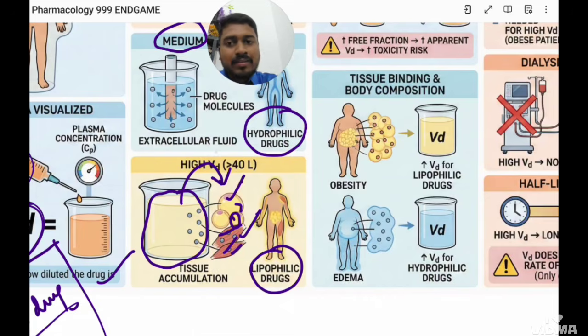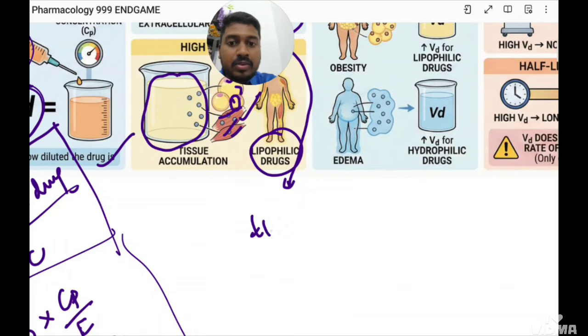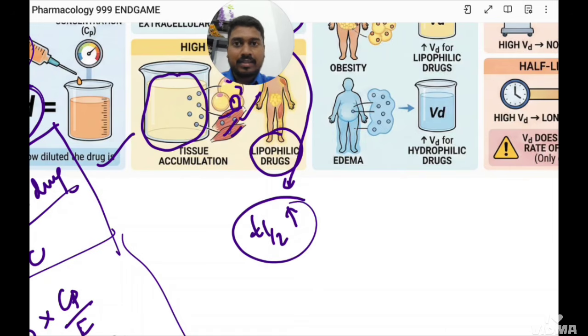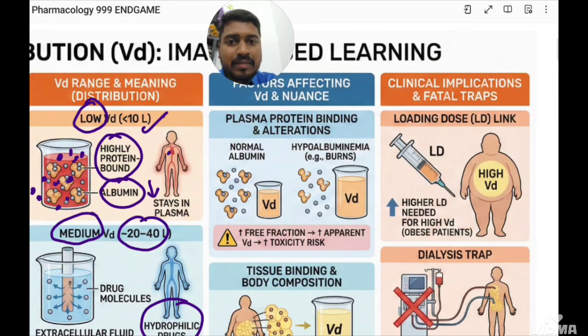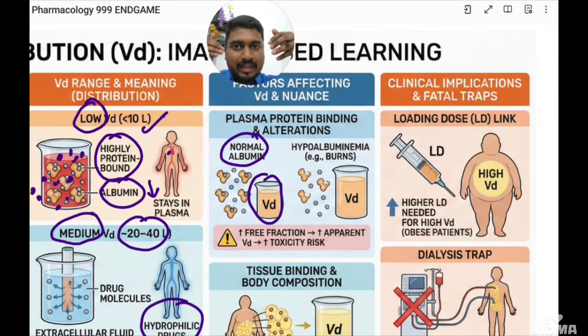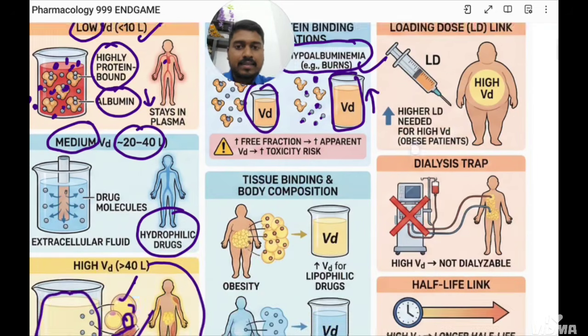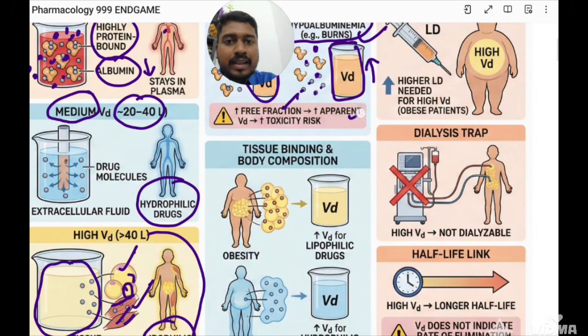And when volume of distribution is high, it will take more time for this drug to get excreted. So their T half is also higher. That is simple logic. Now what happens with plasma protein? If there is normal albumin, volume of distribution is low because all the drug will remain in the blood compartment only. Now if there is hypoalbuminemia, as occurs in burns, what will happen? There is more free drug. This free drug can go into any other space also, so volume of distribution increases. So there is increased free fraction of the drug, increased apparent volume of distribution, and increased toxicity risk.